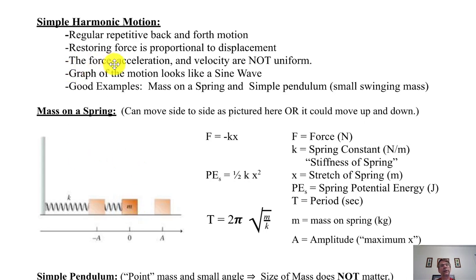Now, the force, acceleration, and velocity are not uniform. These are not uniform velocity problems. It's speeding up and slowing down, and it's not even speeding up and slowing down at a standard set acceleration. The acceleration is big at the two extremes. The velocity is small at the two extremes.